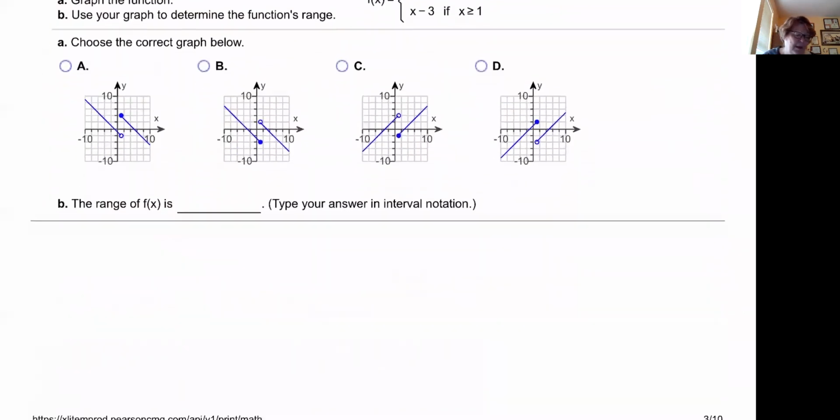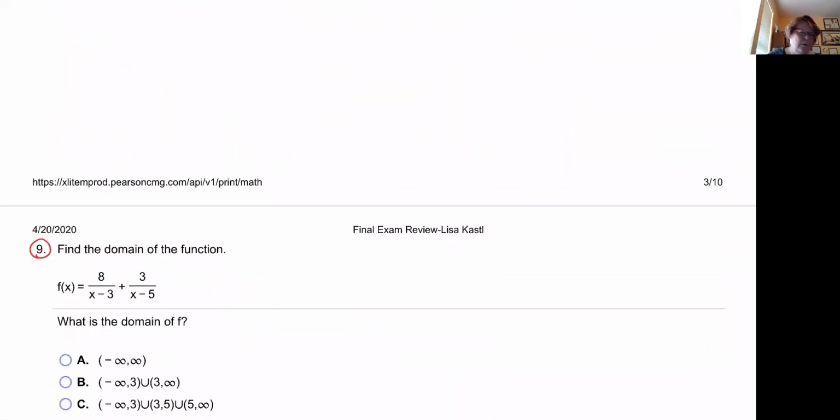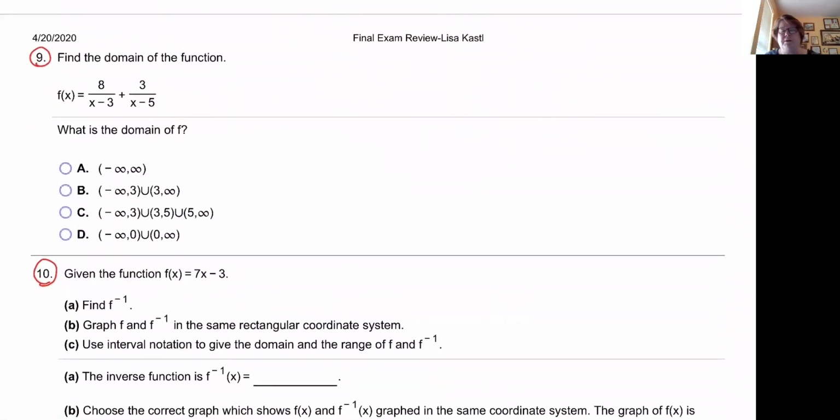The next problem we're going to do is number 9, find the domain of the function.